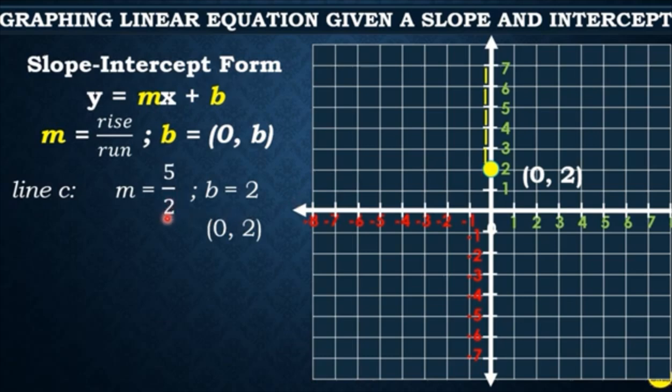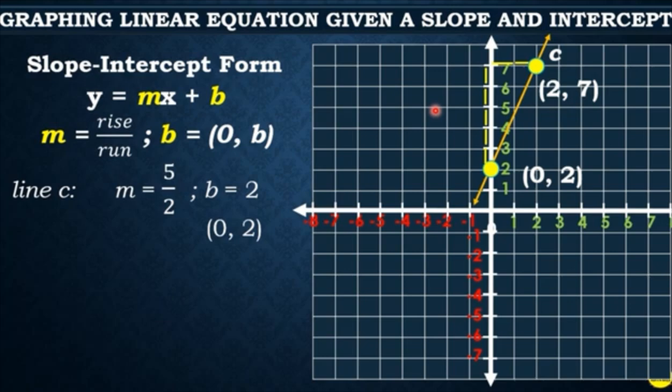Saan tayo pupunta? Right o left? Very good. We're moving to the right. Why? Because our slope is positive. So, papunta tayo sa right. 1, 2. So, dito ang point natin. Okay? So, we will now graph. We can now graph that slope and the y-intercept. So, this is your 2, 7. So, this is your point 2, 7. So, this is the graph of line C.